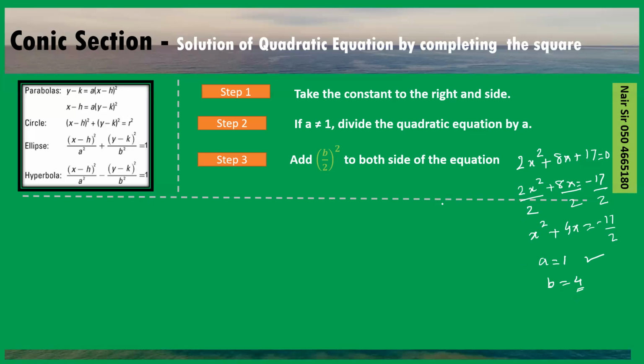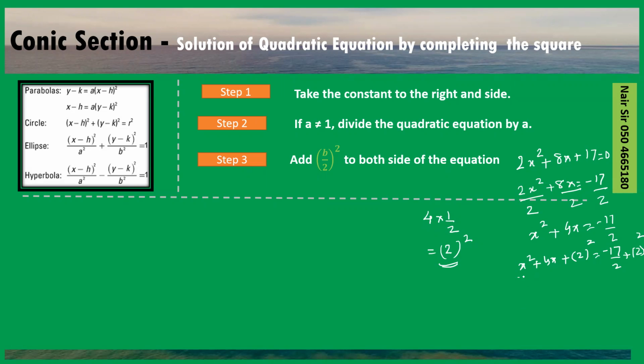Notice, B is equal to 4. What is half of 4? So what will I do? 4 multiplied by half. And what will I get? 2 and square of that. And add this particular number on both the sides. So just let's add it. So this will become x square plus 4x plus 2 the whole square is equal to minus 17 upon 2 plus 2 the whole square.